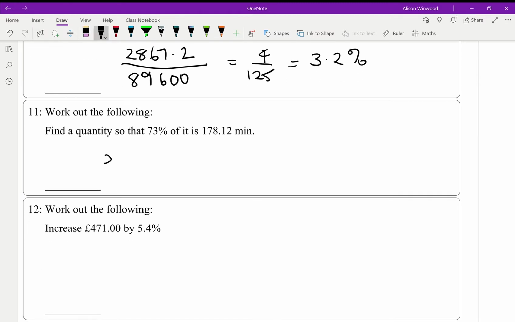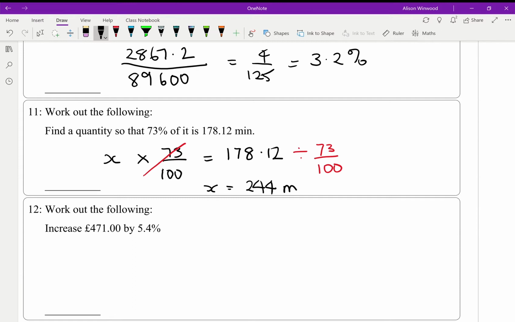I've got a quantity so that when we have 73%, 73 over 100, the answer is 178.12. Opposite of multiply is divide. So the original number must have been 244, and we were talking minutes.